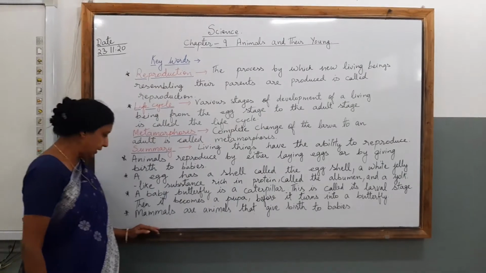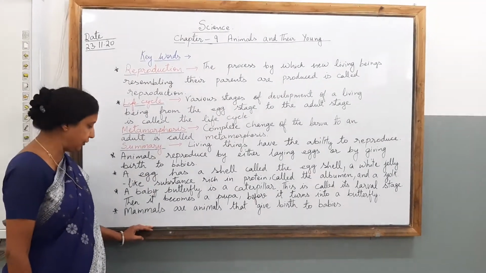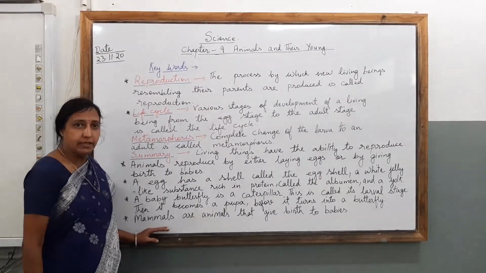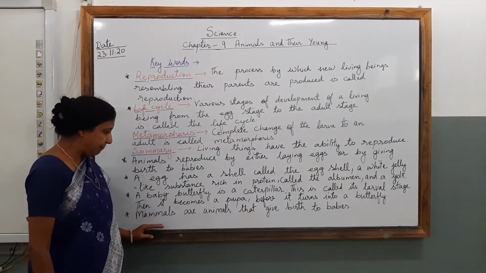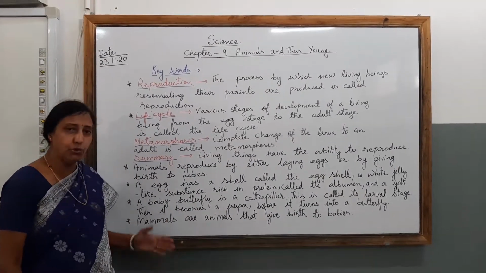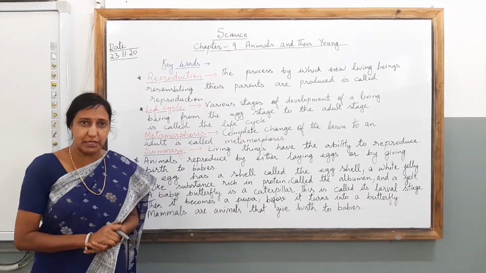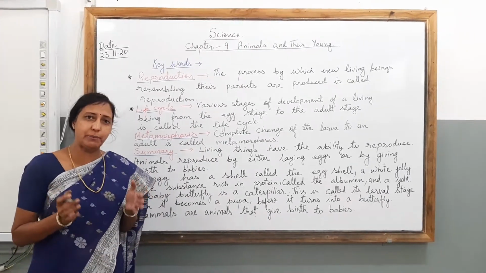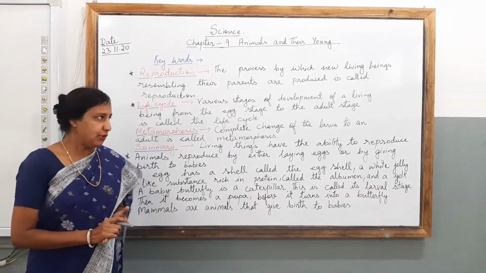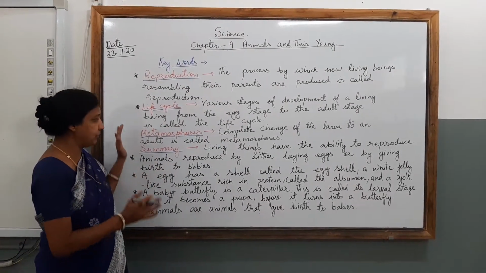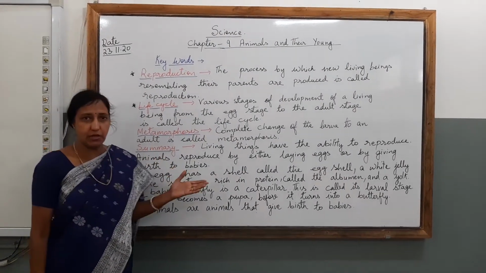Now we move on to the last point which we learned at the end of that lesson. It is about mammals. Mammals are animals that give birth to babies. And they take care of their babies and look after them. They protect their babies from enemies. So in all, you have learned the various points about animals and their young ones.